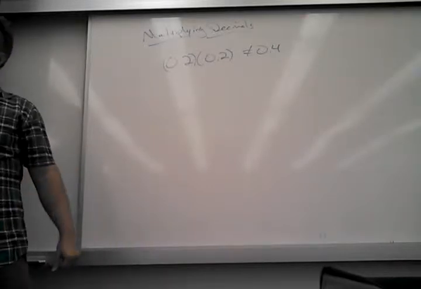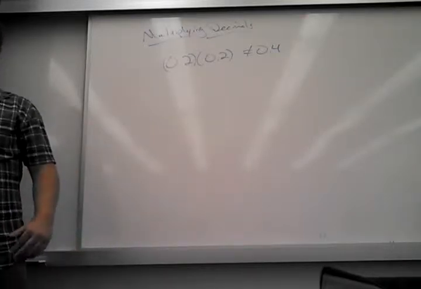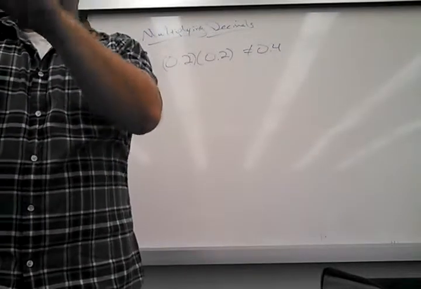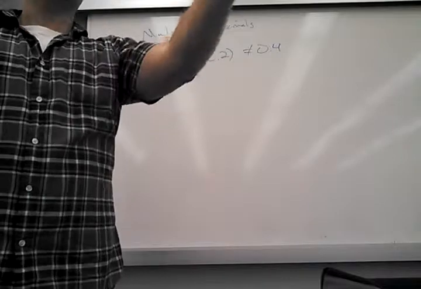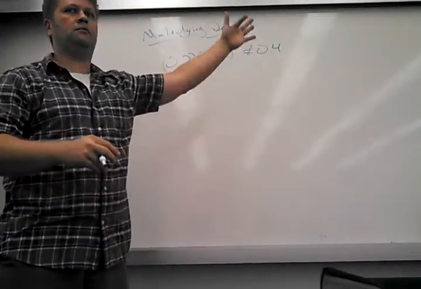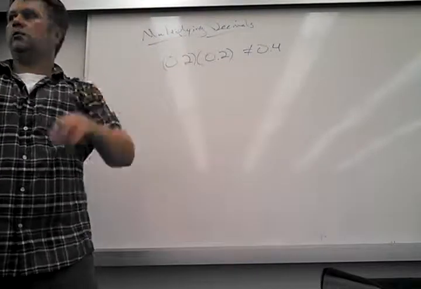Well, it should make sense. What's twice 0.2? What if you doubled 0.2? What should you get? So 2 times 0.2 should be 0.4, not 0.2 times 0.2. That can't be 0.4. Let's look at it a little better way.